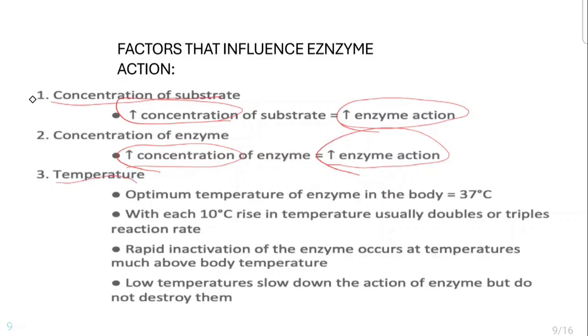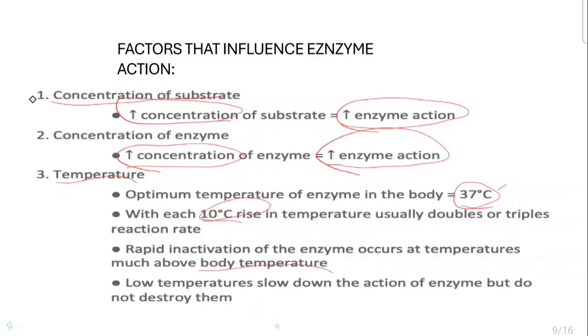Temperature. The optimum temperature of enzymes in the body is 37 degrees. Higher than that could lead to coagulation of your enzymes and destroy them. With each 10 degrees increase in temperature, it usually doubles or triples the reaction rate. For example, if it becomes 47 degrees, the speed of the enzyme reaction is times 2 or times 3. Rapid inactivation of your enzyme occurs at temperatures above body temperature.